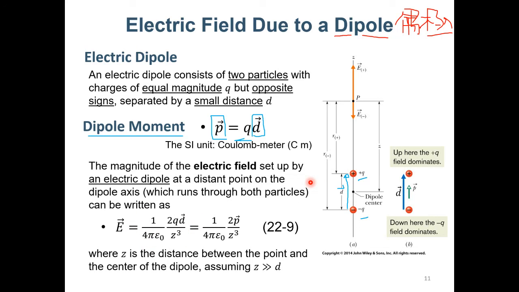And usually Z will be much larger than D, because I just mentioned a molecule. Usually you concern the E field much farther away from the dipole, because the molecule bond will be so short, and you may concern the E field much farther away.